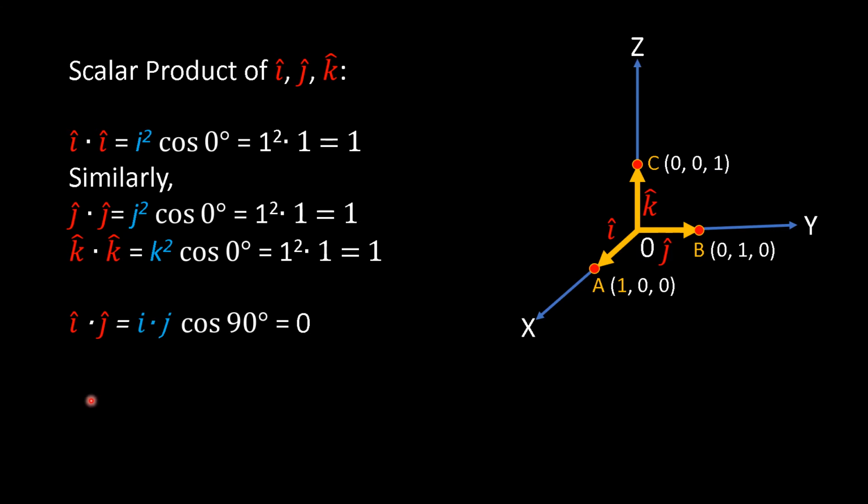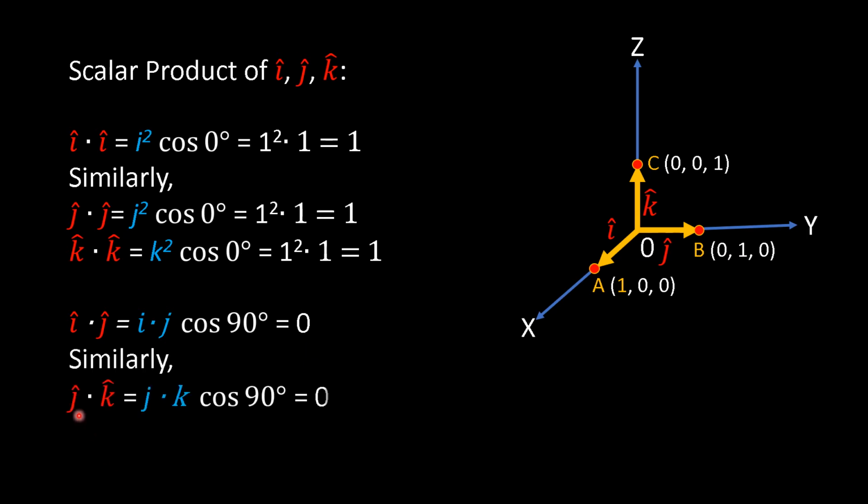Now we will see the dot product between i cap and j cap. It will be |i||j| cos 90, because the angle between i cap and j cap will be 90 degrees, and cos 90 is 0. So |i||j| cos 90 will be 0. That is, i cap dot j cap will be 0.